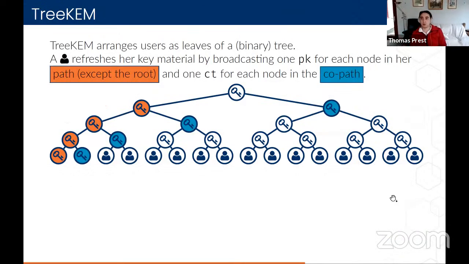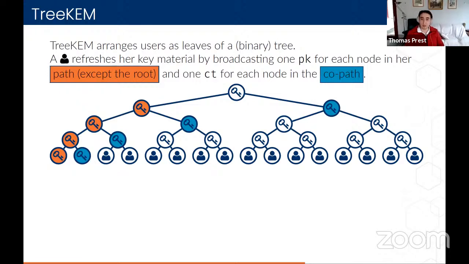Finally, we also show an optimization of TreeKEM that is allowed by MKEM. Basically, the idea is to combine TreeKEM and MKEM. TreeKEM is a sub-protocol of the MLS protocol for secure group messaging. It's also the bottleneck of MLS because it does a lot of public key operations. In TreeKEM, users are arranged as the leaves of a binary tree, and then a user refreshes her key material by broadcasting one public key for each node in the path and one ciphertext for each node in the copath.